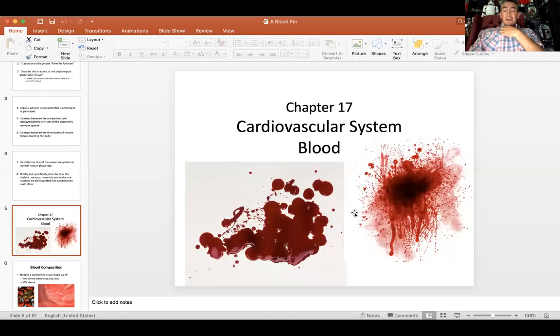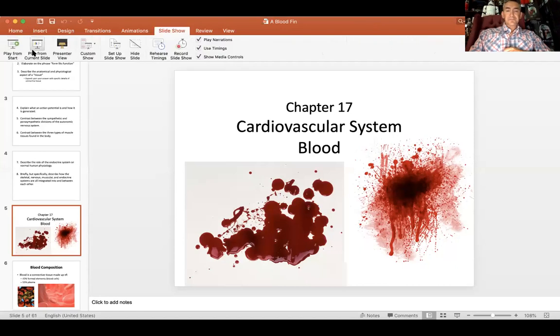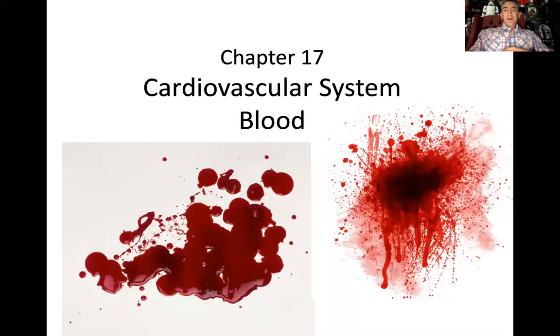So let me get started with the discussion today. Today, we get into the idea of blood. So a lot of you have the idea that blood is this liquid that flows through the body, and it is, but it's a lot more complex than just this red fluid flowing through our system.